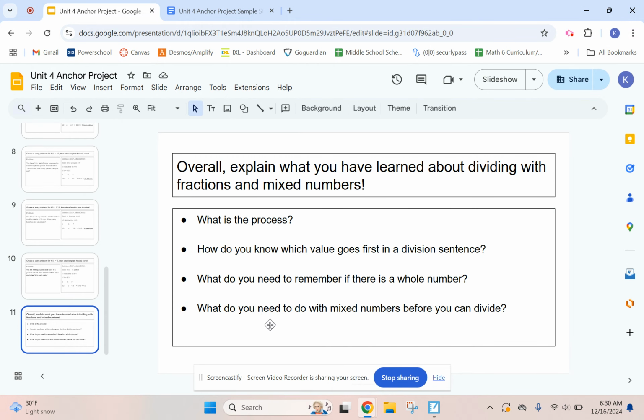All right, now I want you to answer these 3 reflection questions. What is the process when we're dividing? How do you know what value goes first? What do you need to remember when there's a whole number? What do you need to do with mixed numbers before you can divide? After that, you will be all done and you can add these points back onto your project.